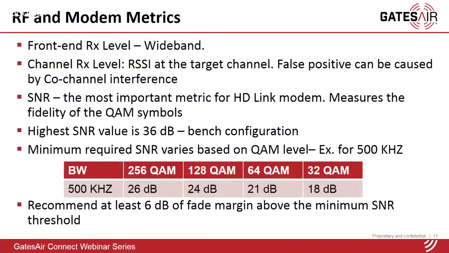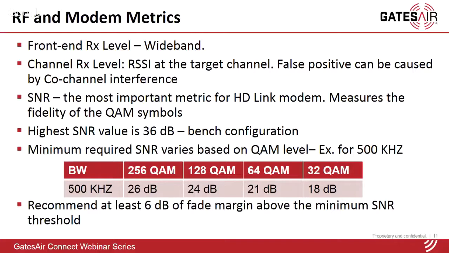The minimum requirement for signal to noise ratio also varies based on the QAM level and the channel bandwidth. For example, the table here shows values for a 500 kilohertz channel. As you can see, for 256 QAM level, you need minimum 26 dB of signal to noise ratio. Below this, the modem will unlock, and as you reduce your QAM level, your signal to noise ratio requirement also relaxes a bit, 24 for 128, and so on and so forth. Again, these are the absolute minimum thresholds. Below this, the modem will unlock, as I mentioned.